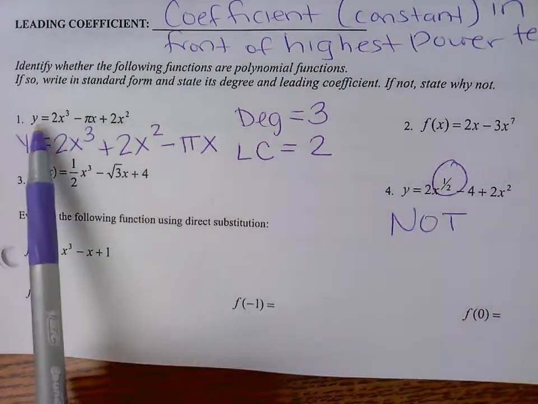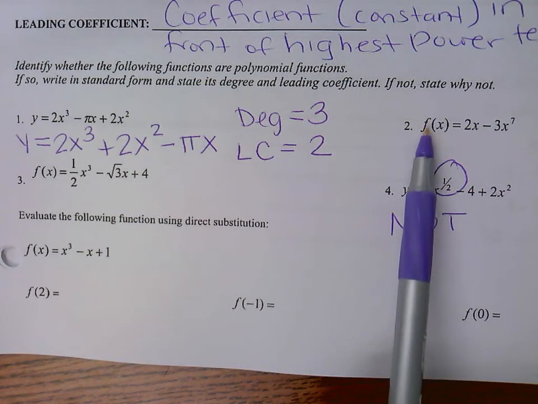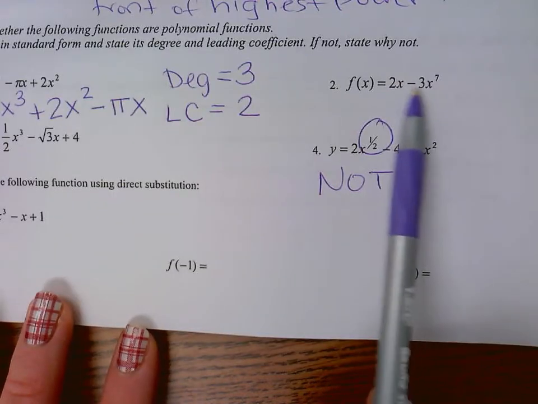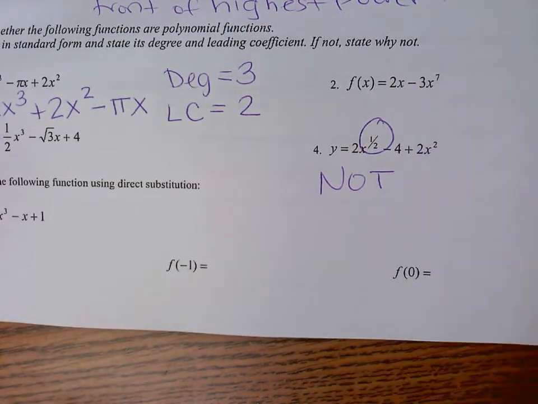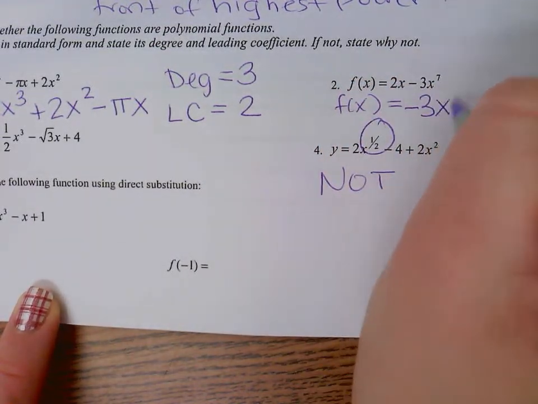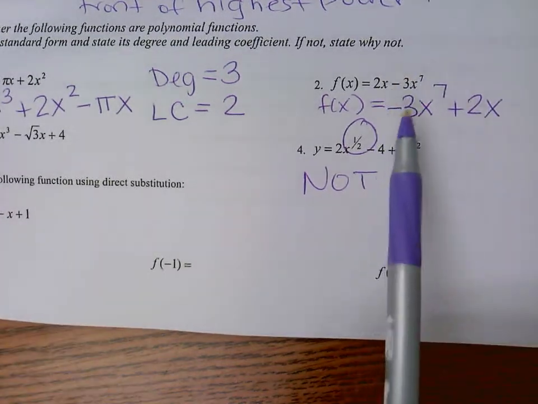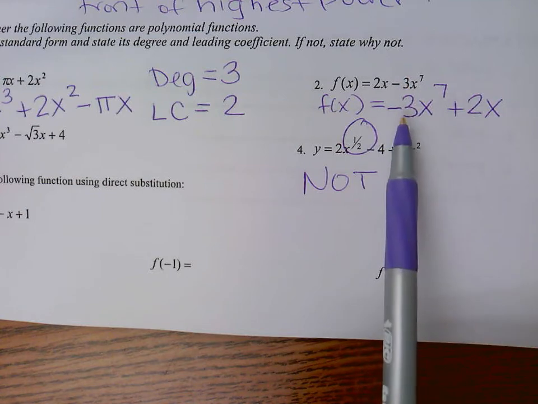Whether you write y equals or f of x, doesn't that just mean y equals, right? So that's still a function. I just need to switch the order of these two terms. The negative 3 comes in front of x to the 7th, right? So I'm going to rewrite this as negative 3x to the 7th plus 2x, because I have to put the highest term first, and whatever the coefficient is follows it.